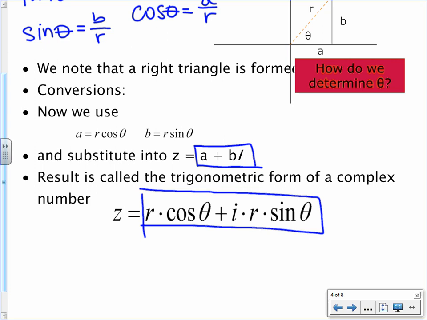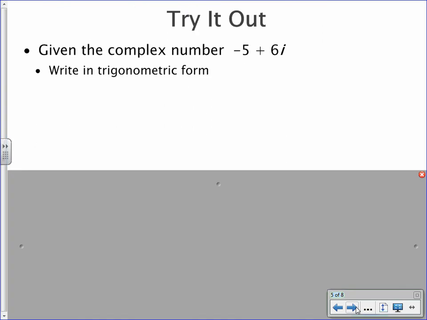Now I promise there is a purpose to writing our numbers like this. Eventually you'll get to see there are some shortcuts for when our complex numbers are in this form. Right now it seems kind of silly, but there will be a purpose, I promise. So let's practice writing our numbers in that form.